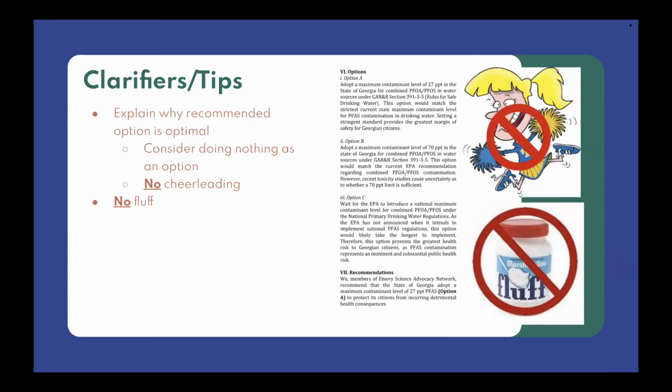And then just a few more clarifiers and tips. You want to explain why the recommended option is optimal. Consider doing nothing as an option. So we look at this options section and recommendations. They consider every single option, which is crucial. For a policy memo, there's no point in writing a memo at all if one option is the clear best option. The purpose of a policy memo is to consider a bunch of viable paths and see which is best. So when you're writing your policy memo, make sure to include all possible options. And then you want to explain why the recommended one is optimal.